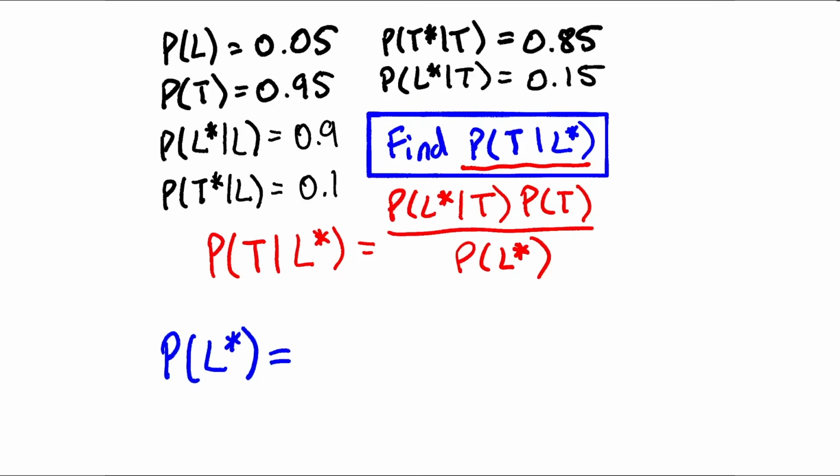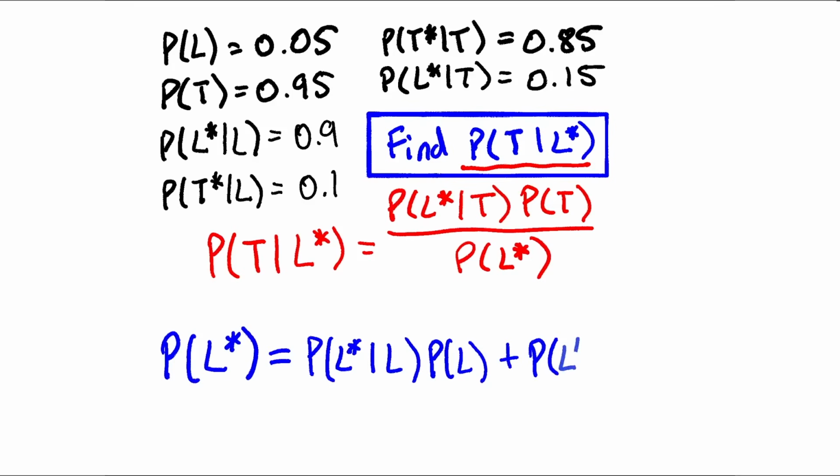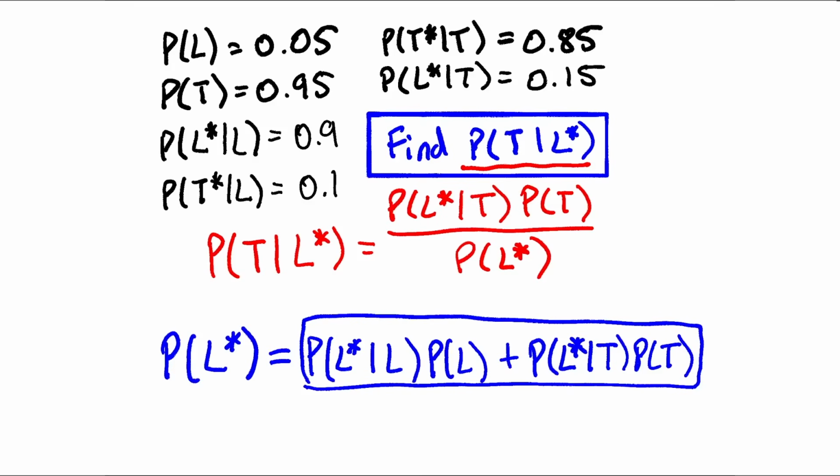Well, that's just all the ways that the detector can say you are lying. What that actually ends up being is the probability that it says you're lying given that you're actually lying times the probability that you're lying, plus the probability that it thinks you're lying even if you're telling the truth times the probability that you're telling the truth. This term right here essentially adds up all the possible ways that the lie detector can think you're lying times how likely each of those outcomes are to occur. It essentially covers all the possible ways that the detector can say you're lying. So that's how we get this probability of L star term right here.